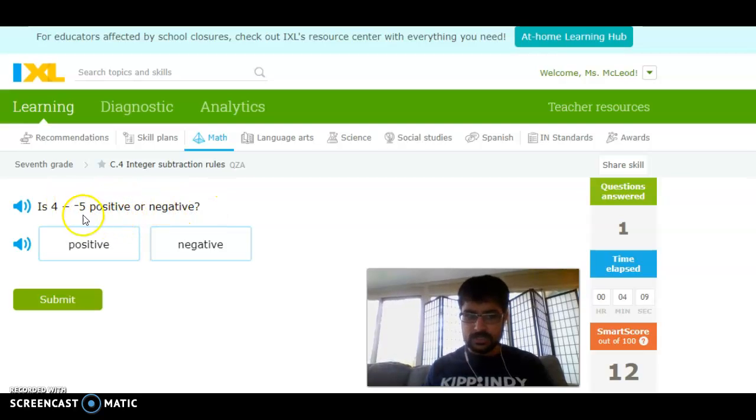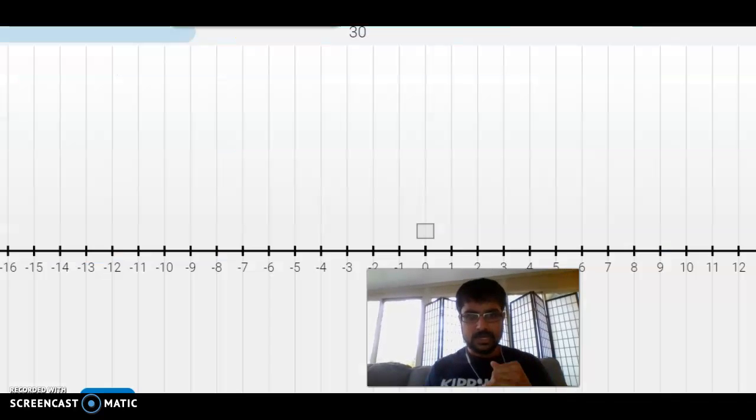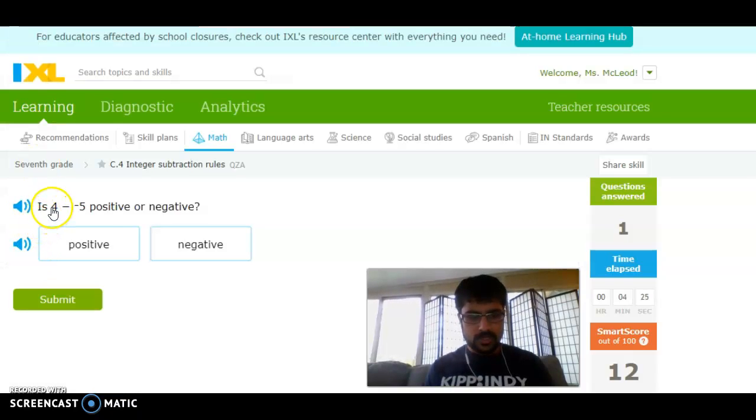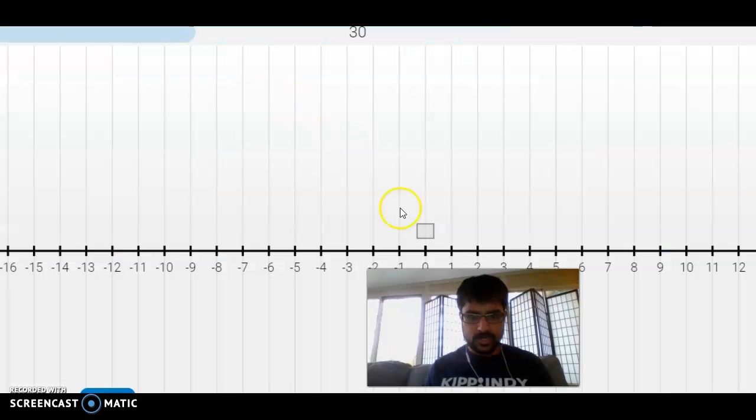Is 4 minus -5 positive or negative? This is where students tend to get tripped up because I've got two negatives with each other. One way of thinking about this is that they cancel out, but really, if I'm subtracting a negative, then I am subtracting in the opposite direction, which means I'm really adding, or moving to the right. So another way of writing this is 4 plus a positive 5.